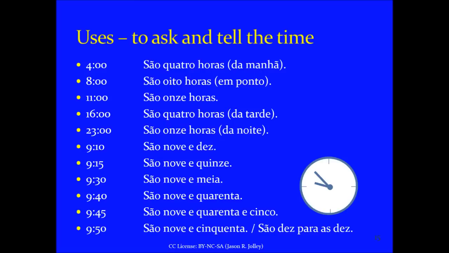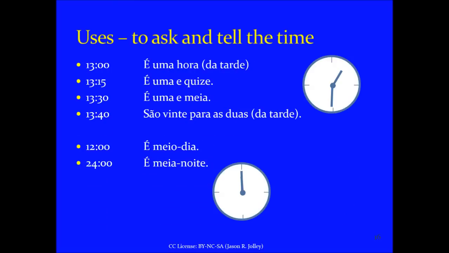So I try to give you a bunch of variety on this side so you can extrapolate and figure out what you might say at different times. A couple more notes on the telling time use of numbers. If it happens to be anywhere in the 1 o'clock hour, between 1 and 2, instead of saying são, you're going to say é.